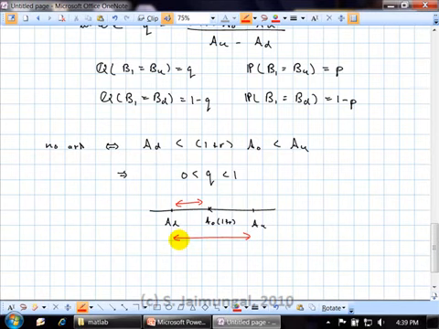So we have no arbitrage implies Q is in 0, 1. What about Q in 0, 1? Does it imply no arbitrage?